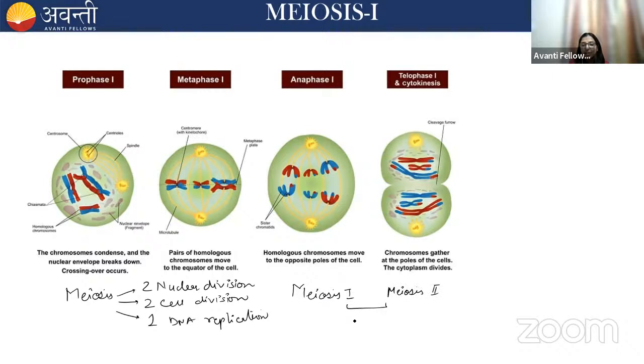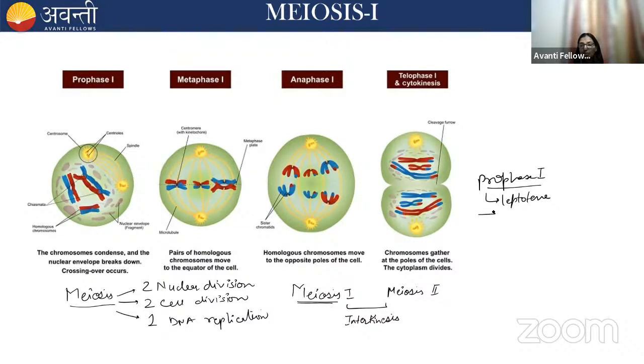And the gap between the two meiosis is known as interkinesis. And this gap is very short. So prophase 1 of meiosis 1 is very long and complex, because prophase 1 of meiosis 1 consists of 5 stages. Number 1 is leptotene.